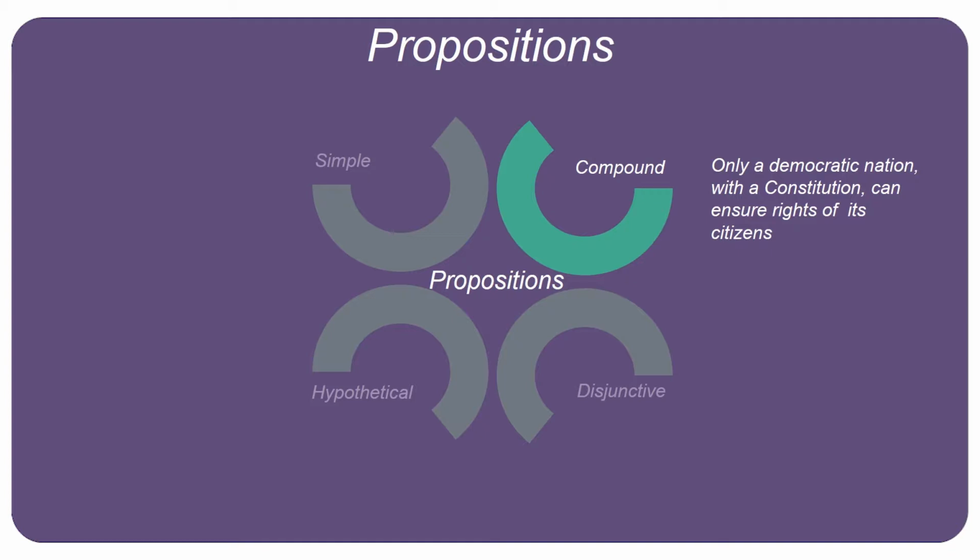It has got three propositions. Only a democratic nation. First of all, a country has to be a democratic nation. Second, with a constitution, that country has to have a constitution. It's a second proposition. Can ensure the rights of its citizens is a third proposition. So when you have such a compound sentence, which has got three propositions, we call it a compound proposition.